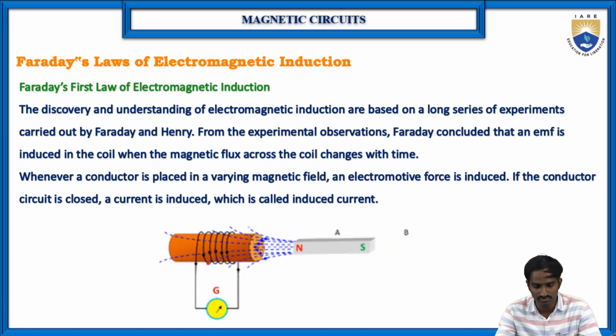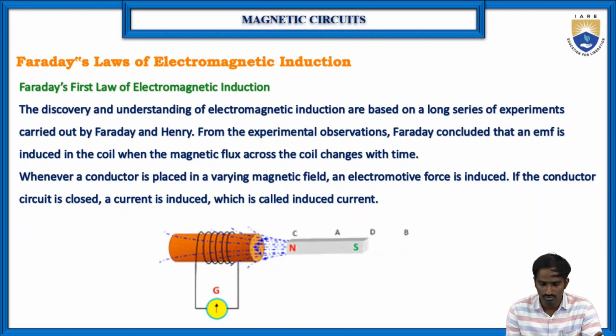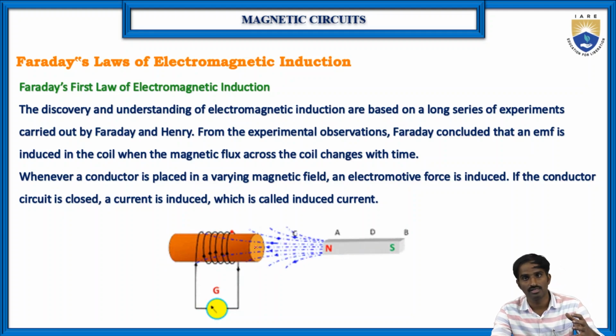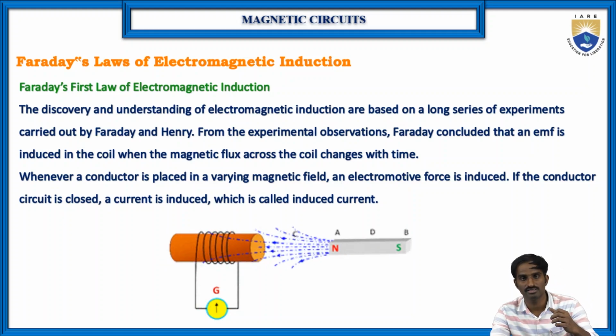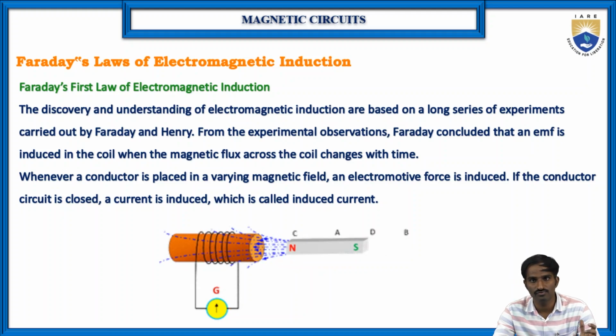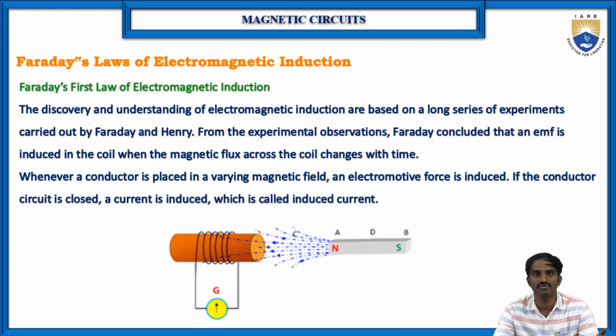If you observe this particular circuit, initially it is at a zero position. Whenever the magnet is moving towards the coil, which means the change in the magnetic field is happening, because of that a current flows through that particular circuit. That is what the first Faraday's law of electromagnetic induction says.